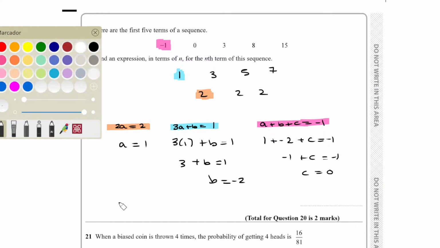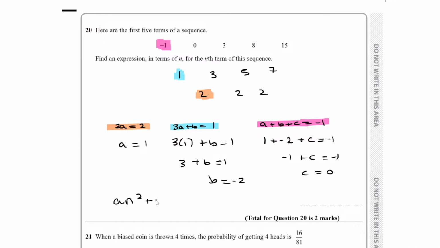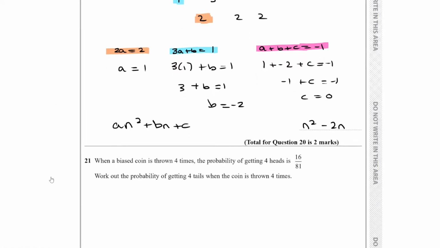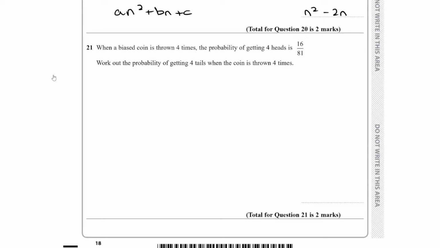And then the a, b, and c are represented by an squared plus bn plus c. So in this case, it would be n squared minus 2n. There wouldn't be anything at the end because obviously c is 0. So yeah, hopefully that comes up in paper 3 because I think that's quite straightforward. If you've got your own method to work it out, then it's pretty straightforward.